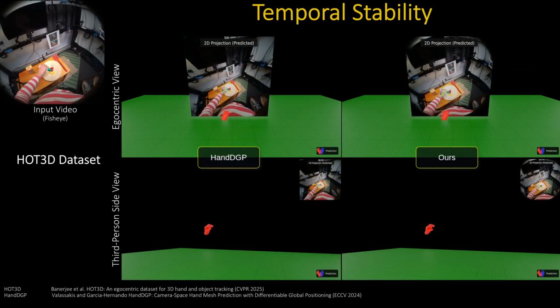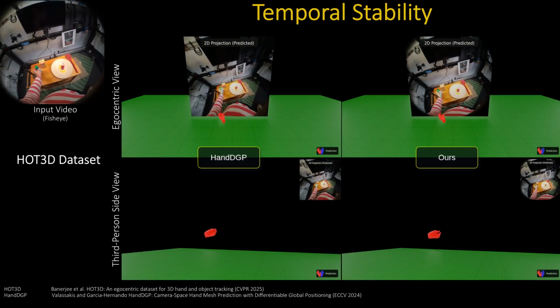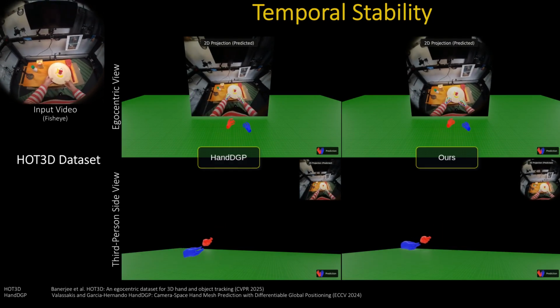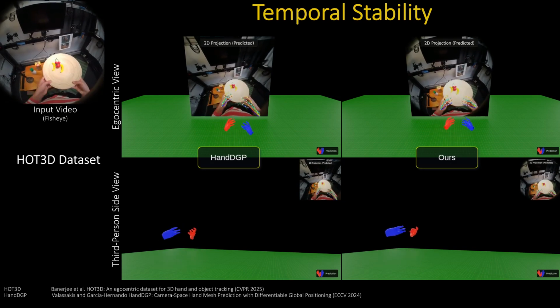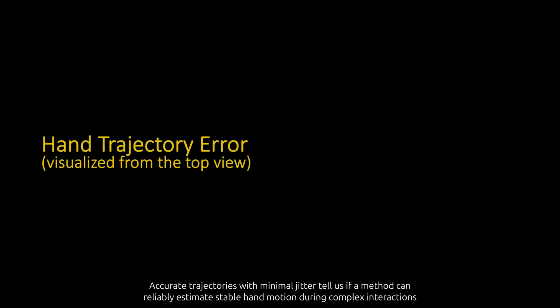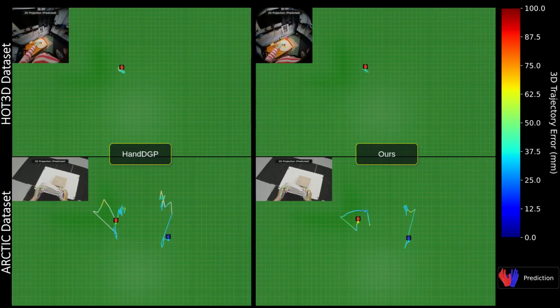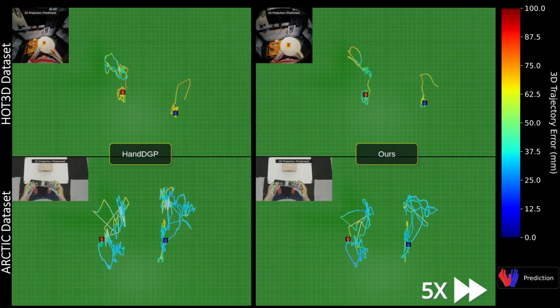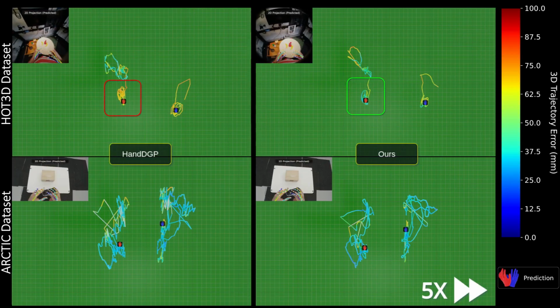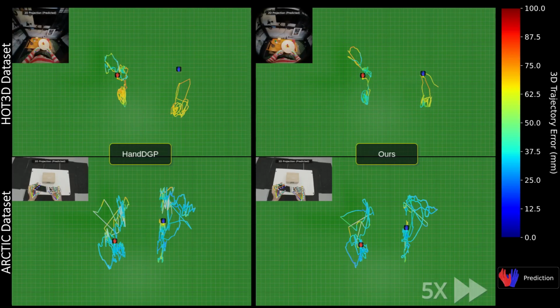Compared to HandDGP, the prior state-of-the-art for camera space hand pose estimation, our method yields much smoother, temporally stable outputs with negligible jitter. Accurate trajectories with minimal jitter tell us if a method can reliably estimate stable hand motion during complex interactions. We observe that our method produces smoother wrist joint trajectories than the competing approach. Even when the hand joints are heavily occluded by objects during complex motions, our method still recovers reasonably accurate trajectories.